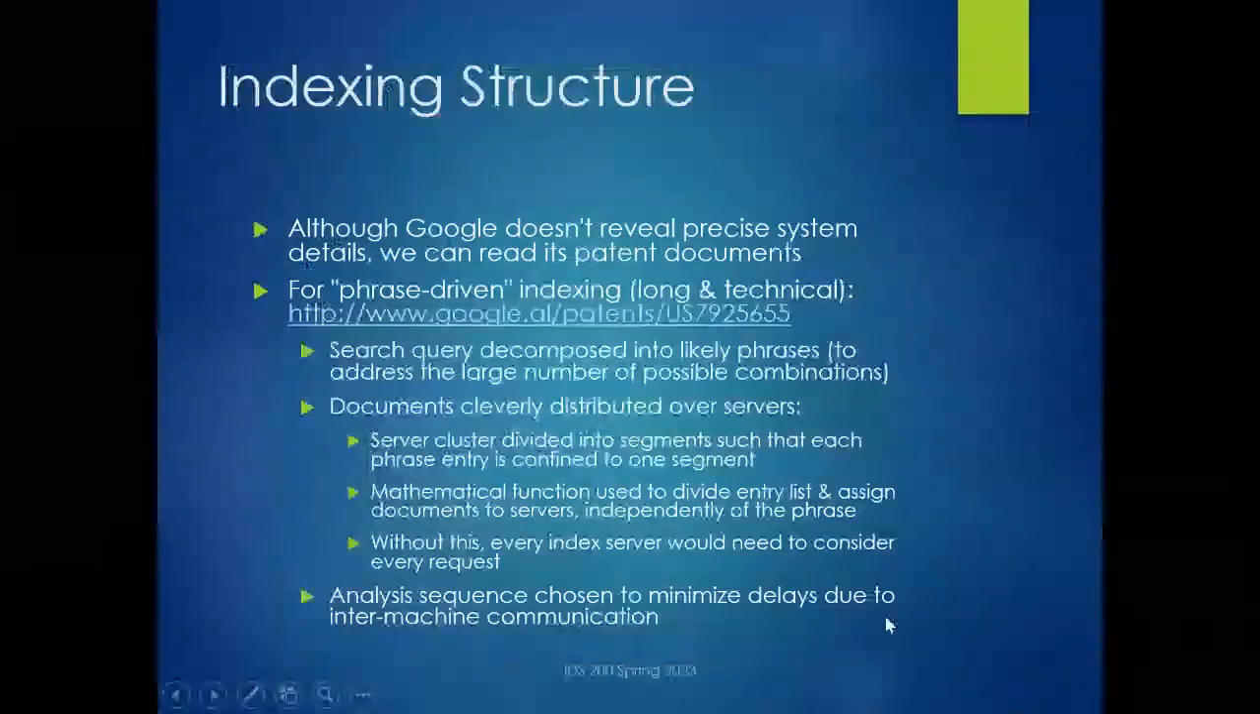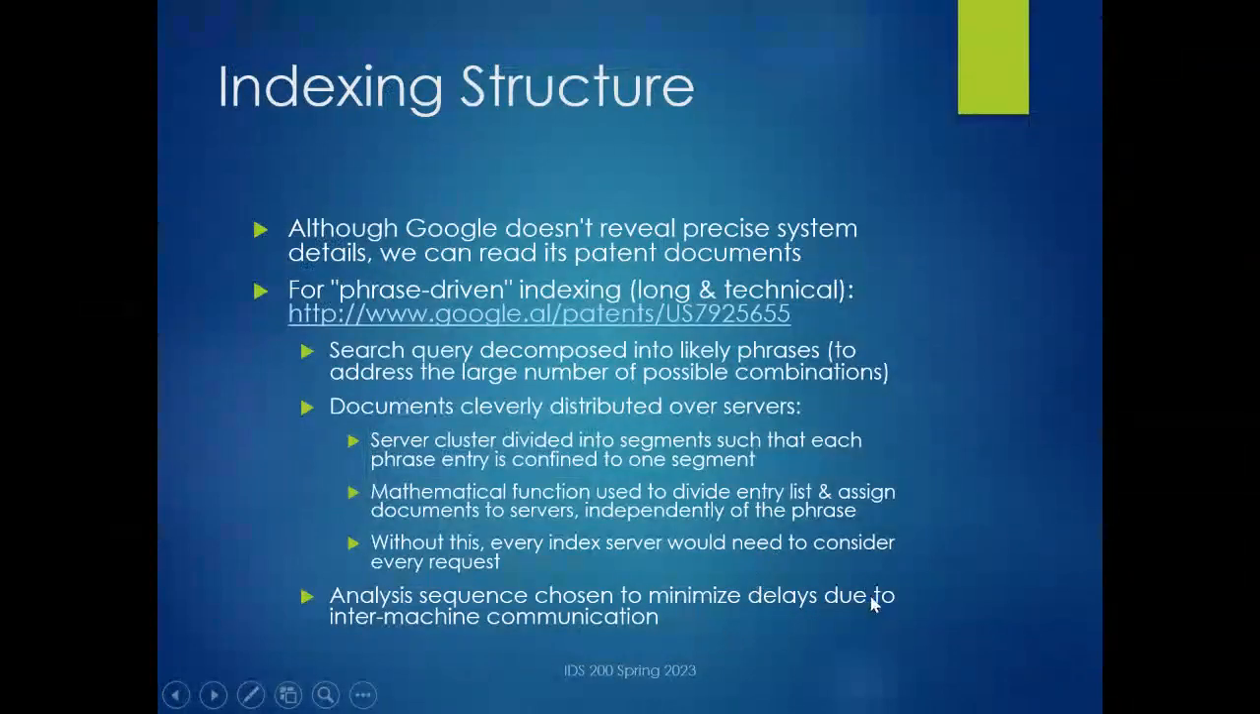Semantic modeling was just starting to get a little traction then. Okay, so key takeaway: somebody enters a big search query, and Google's going to decompose it into likely phrases, which is a lot better than considering all possible combinations of the terms.